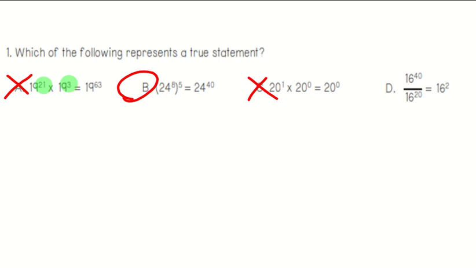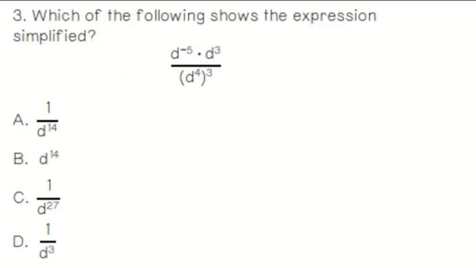When I divide, what do I do with my exponents? Subtract. 40 minus 20 is 20. They divided the exponents. That's not what we want to do. Okay? So, just kind of looking at some of these. This one just has letters. For the most part, in 8th grade math, you'll see more numbers than letters. To me, I think actually the letters are easier, but you'll see that more next year.